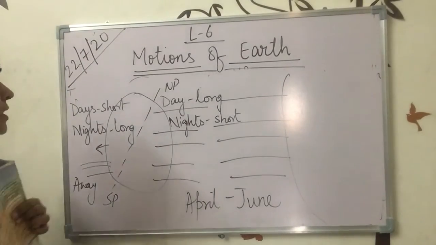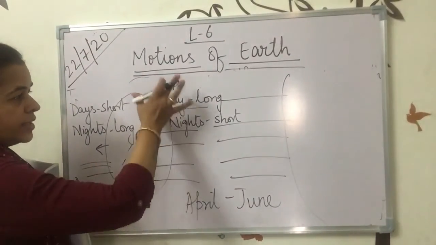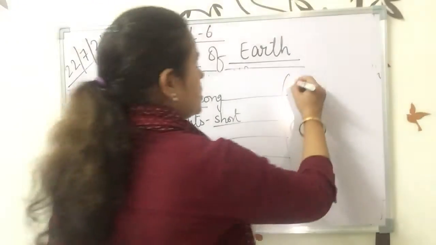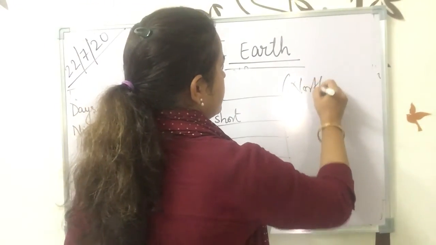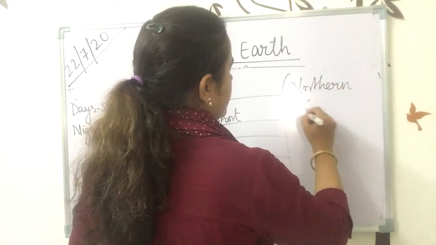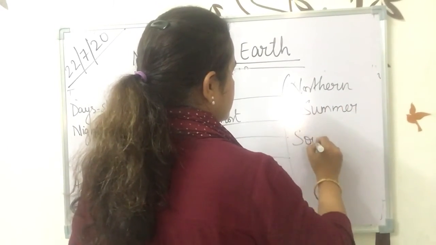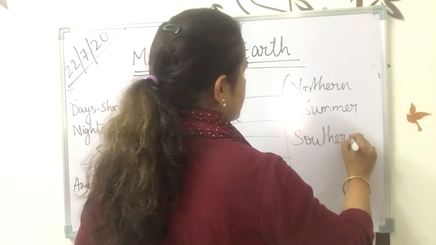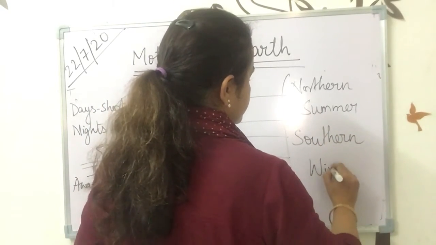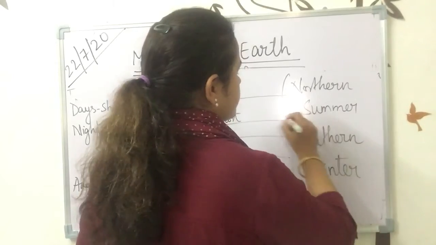So now what season is there? This part is having summer. The northern hemisphere is having summer and the southern hemisphere is having winter.